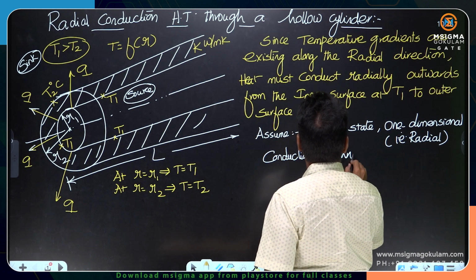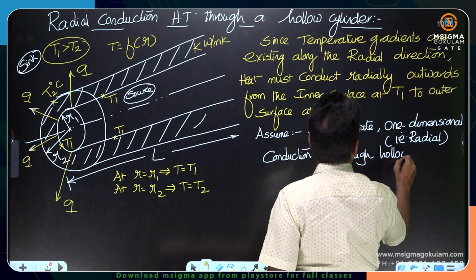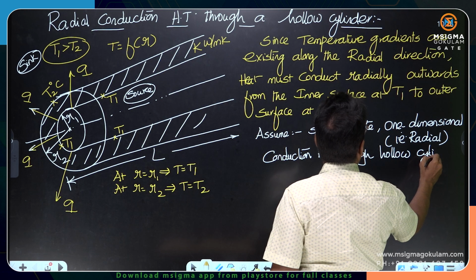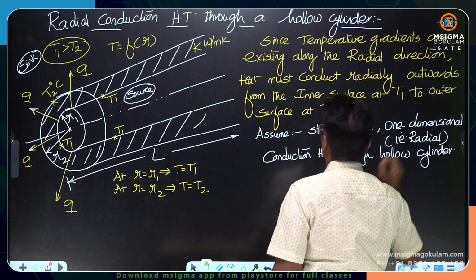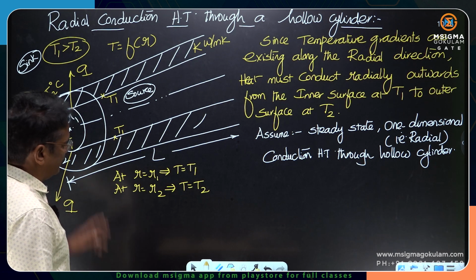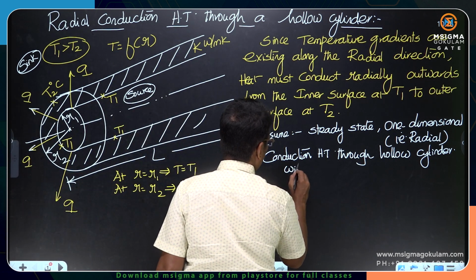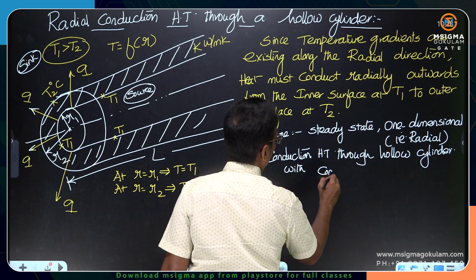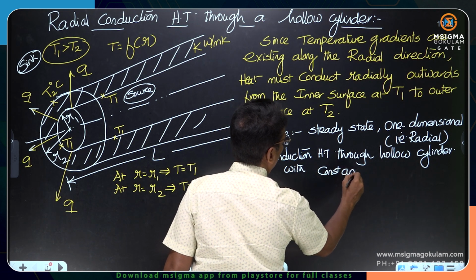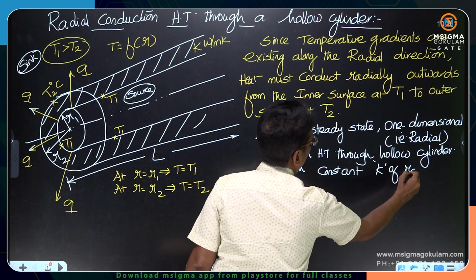Through hollow cylinder. Assume steady state one dimensional radial conduction heat transfer through a hollow cylinder with constant K of the material. K is a thermophysical property.